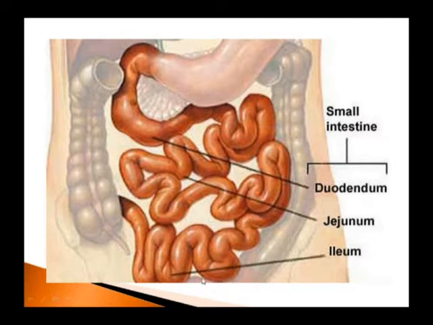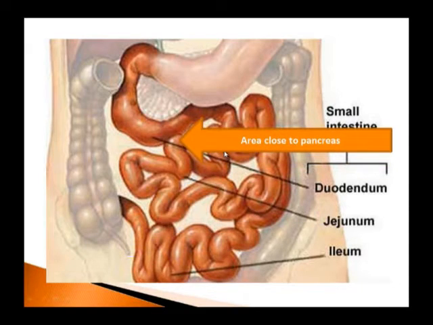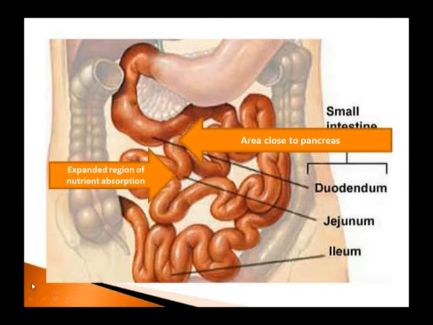If we look here, we have the ileum, which is the last part of the small intestine, the jejunum, which is that middle section, and the duodenum, which is the upper section, or what's called the proximal end, closest to the stomach, and we can see the stomach here. So the duodenum is that area closest to the pancreas, where the pancreas is outputting these enzymes as well as bicarbonate to help neutralize that acid food coming from the stomach.